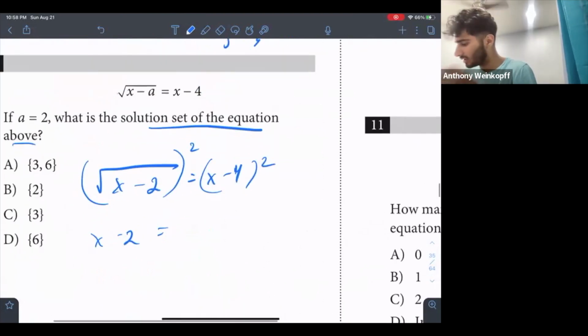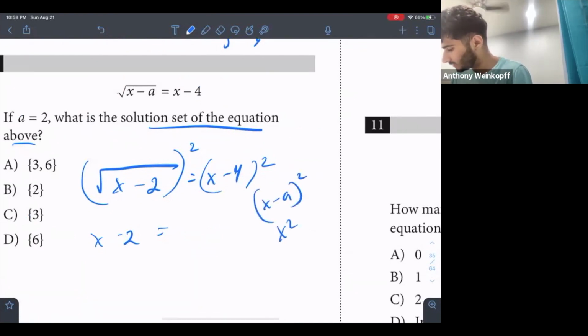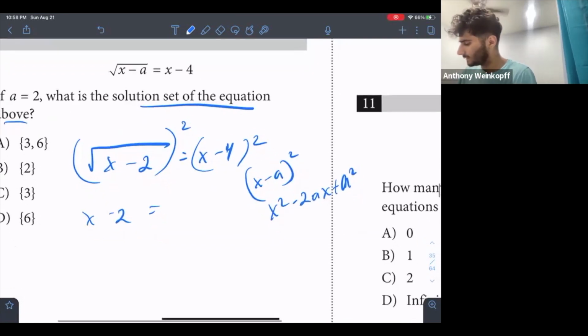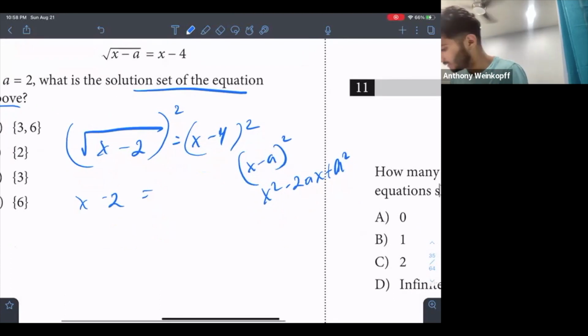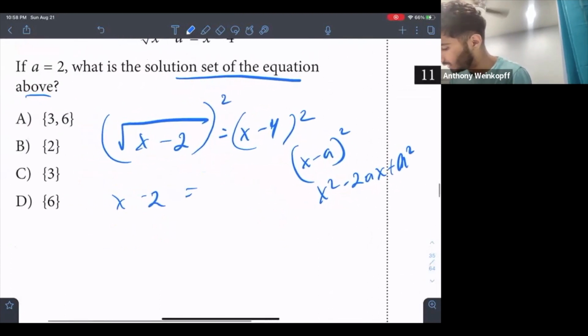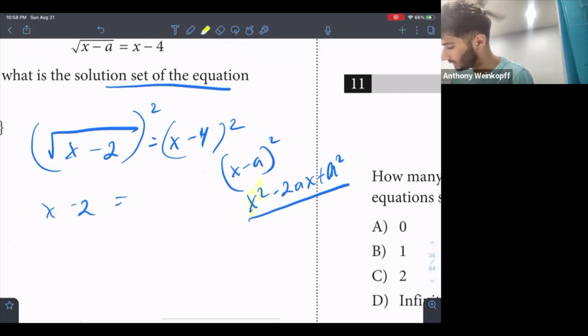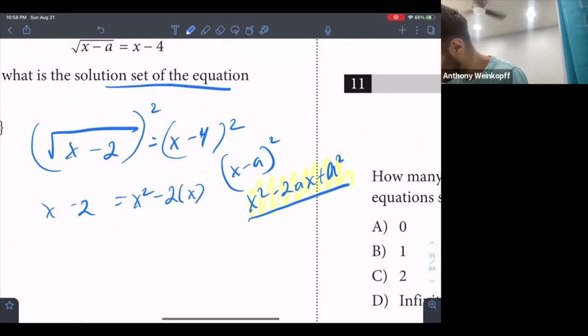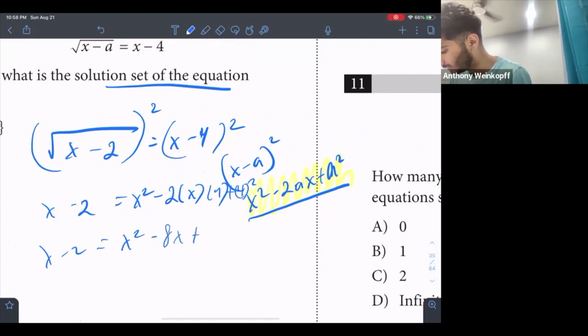Sorry. So you would square, and since it's (x - a) squared, it would be x squared minus 2ax plus a squared. So that's what we would have to do, and that's the key way of doing it. So you would do x squared minus 2 times x times 4 plus 4 squared. That'll give you x minus 2 is equal to x squared minus 8x plus 16.